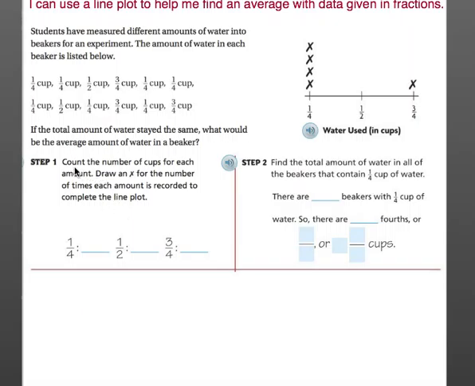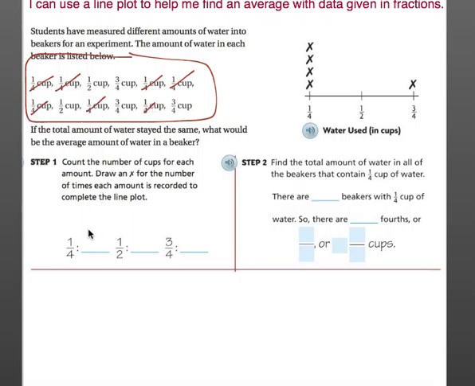Our first step is to count the number of each of the cups for each amount. Draw an X for the number of times the amount is recorded to complete the line plot. So first I need to complete my line plot with the data that I was given right here. So I need to count how many 1/4s I have. So I have 1, 2, 3, 4, 5, 6, 7.